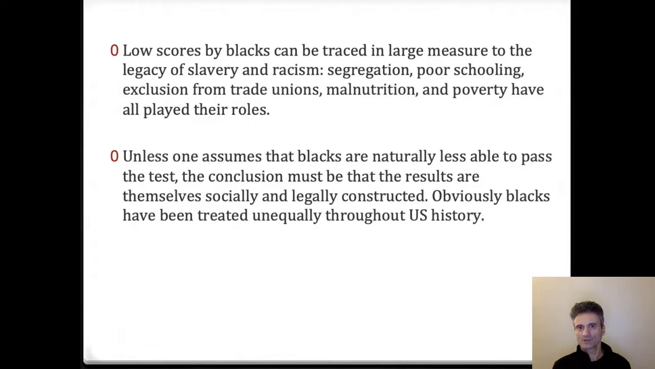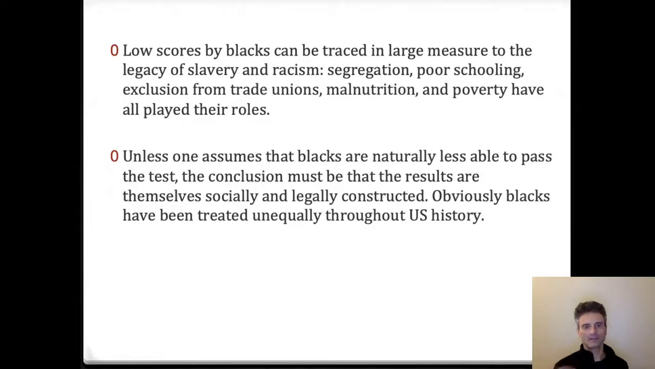You're malnourished, and therefore all these events cause certain kinds of groups to score lower and not perform as well as the majority, the privileged, okay? So, unless one assumes that blacks are naturally less able to pass the test, you can say that, but no one accepts that, okay?